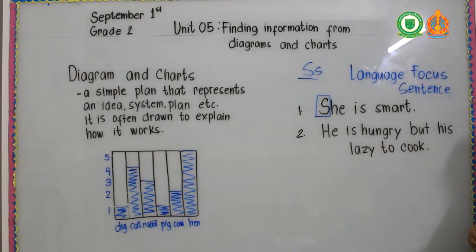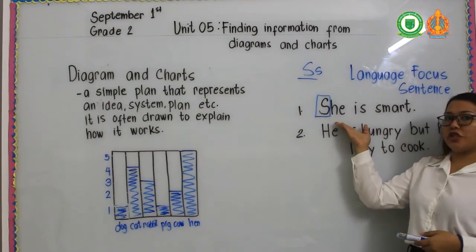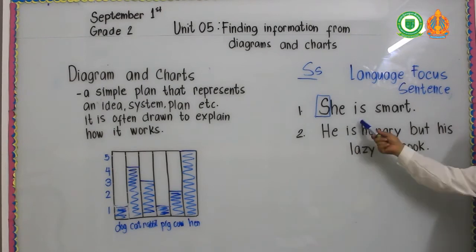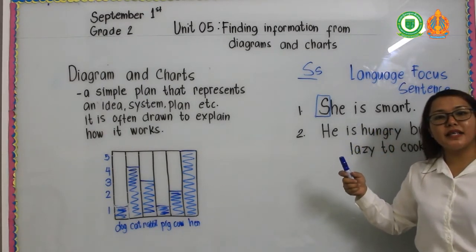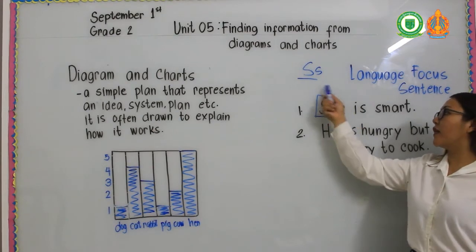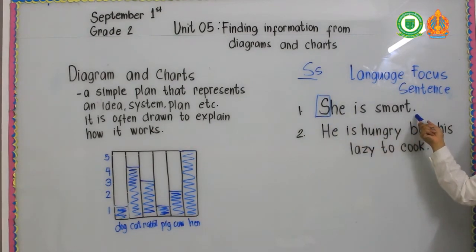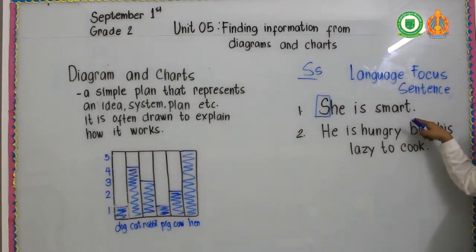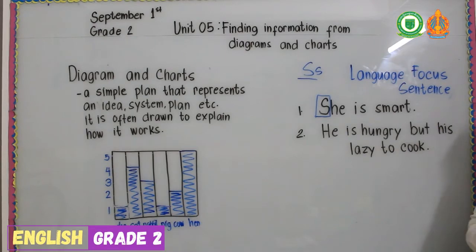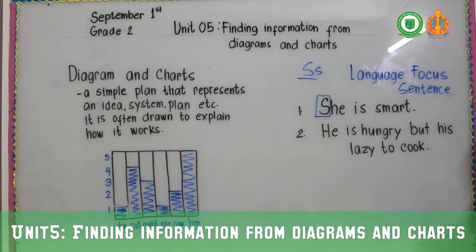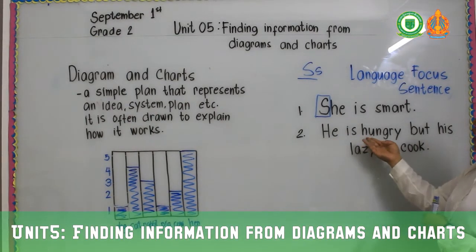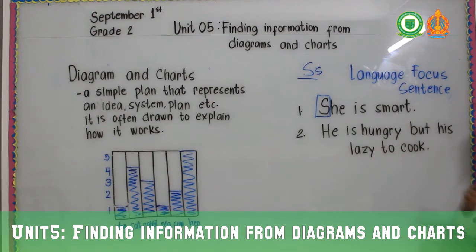She is the subject, is the verb, and smart is an adjective that describes her. Okay, so this is a sentence again. If you do write sentences, it should begin with a capital letter and end with a full stop, which this period here represents, okay? And it should have sense, and it should be a complete sentence with a verb and a subject, okay? Alright, so next, he is hungry, but he is lazy to cook.